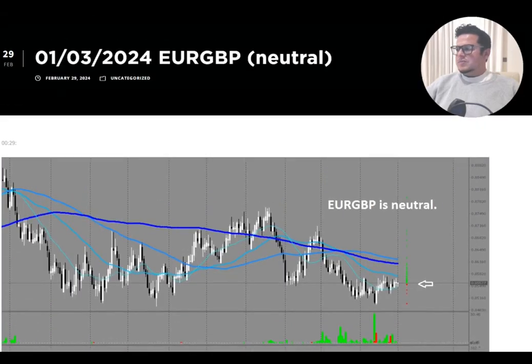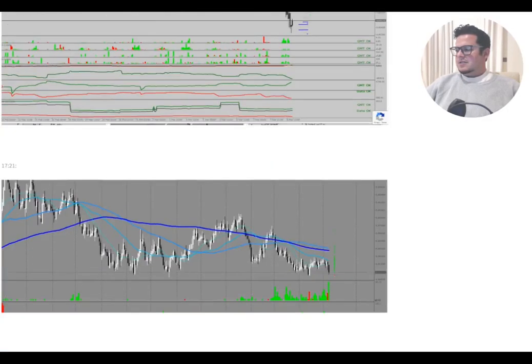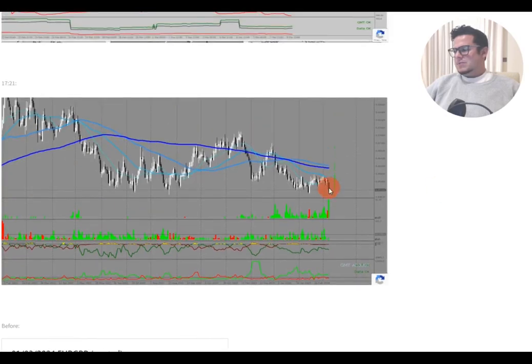Okay, euro pound, to make a long story short here, again longies came in and again they went for the low. Boom. Longies came in, they went for the low, no surprises there.